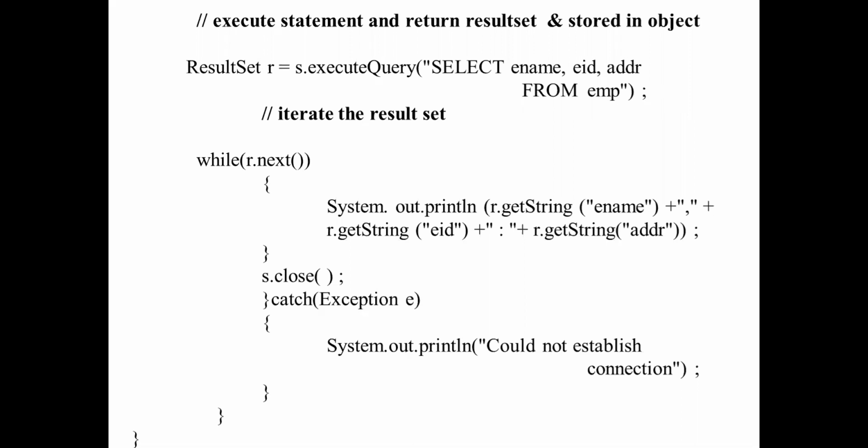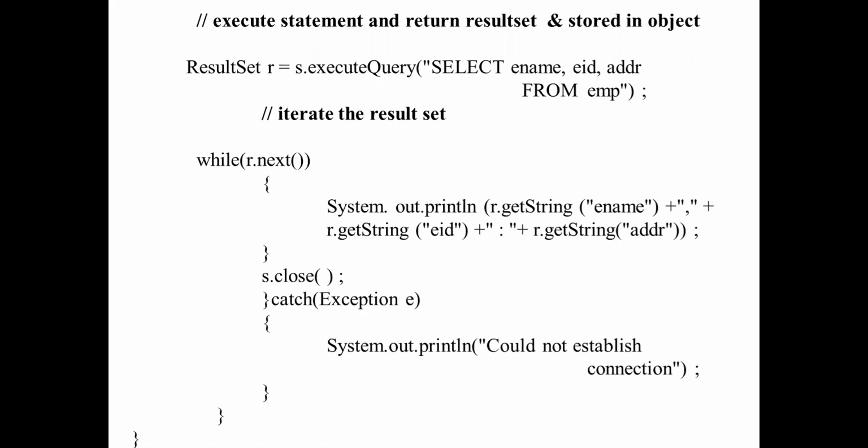I can take it as R. R is nothing but a ResultSet. So ResultSet R equal to S, the statement, using the SQL statement, that is S.executeQuery of, I can use the query statement: select ename, EID, address from employee. What is employee? Employee is the table name. So ename, EID and address are the columns of that particular table employee.